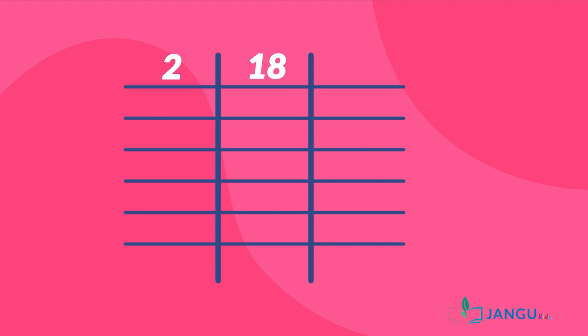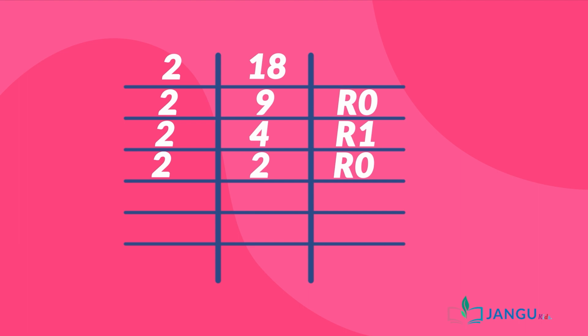18 divided by 2 is 9, remainder 0. 9 divided by 2 is 4, remainder 1. 4 divided by 2 is 2, remainder 0. 2 divided by 2 is 1, remainder 0. Then we bring down our divisor, 2. Since 1 cannot divide 2, we write 0 and put the remainder of 1.